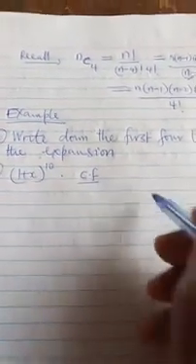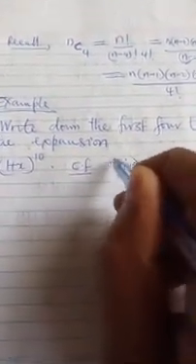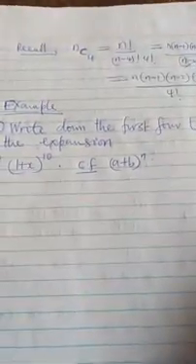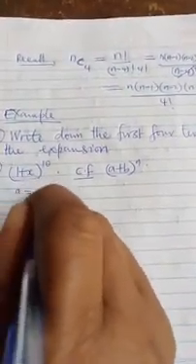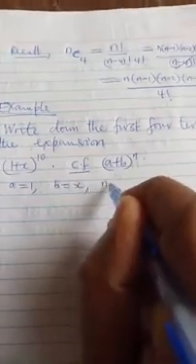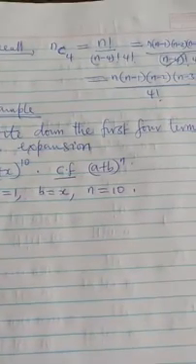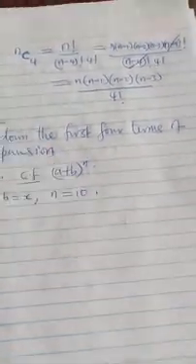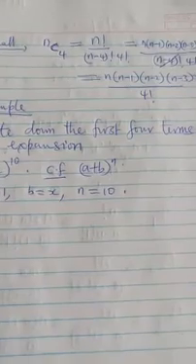We compare this, CF is comparing, with a plus b to the power n, which was our general expansion equation. If we compare this, our a becomes 1, our b becomes x, and our n becomes 10. After comparing this with that, the corresponding values are identified. They are asking for the first 4 terms.